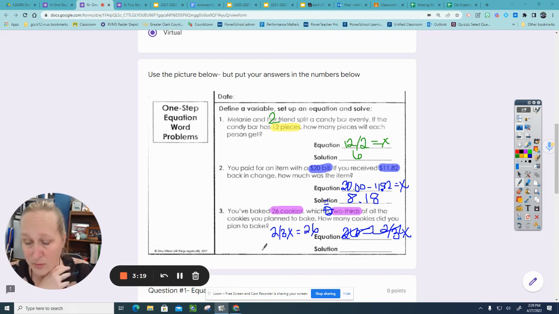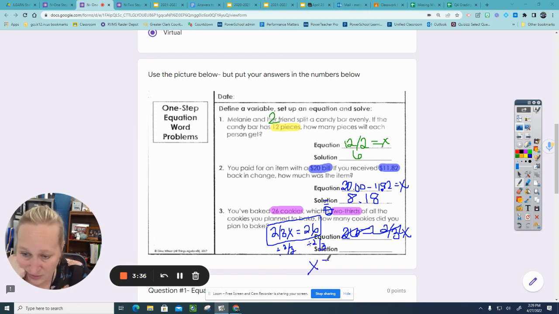Now we're going to solve that one just to make sure that you guys know how to multiply by fractions or divide by fractions. So this is your equation. That'll be what you type. But I'm going to solve it by dividing both sides by 2/3. So x equals 26 divided by 2/3. So I'm going to multiply it by 3/2 because I know that I have to keep, change, flip.